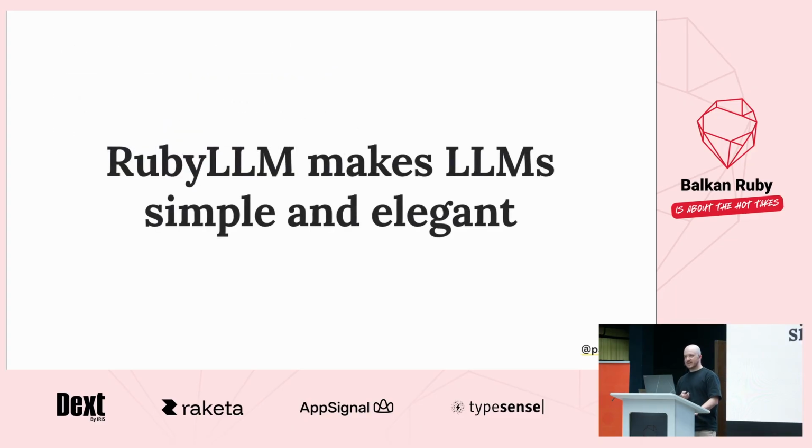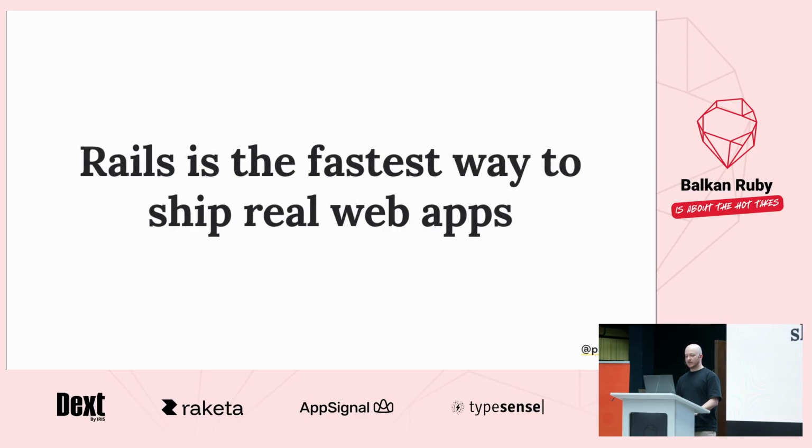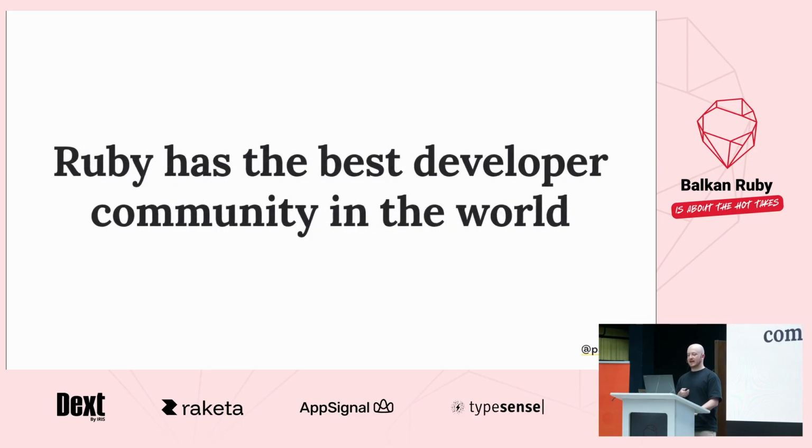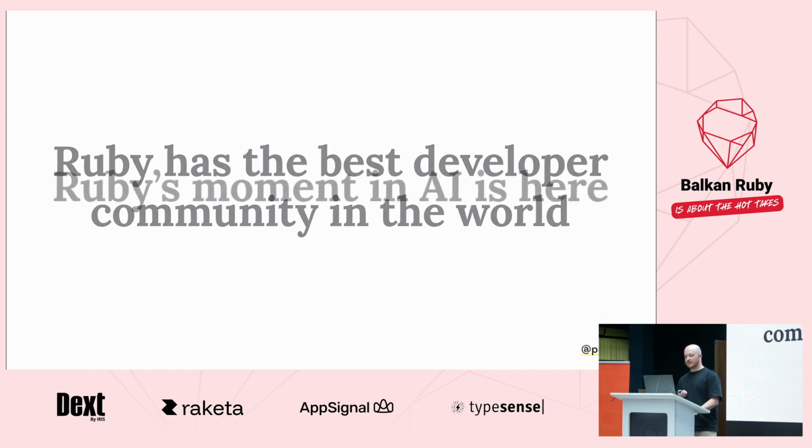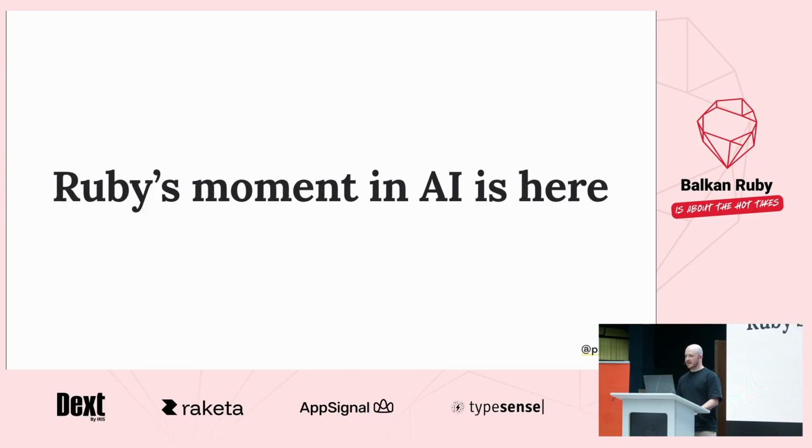So my thesis is that RubyLLM makes LLMs simple and elegant. And together with Rails, which is the fastest way to ship real web apps, and with the fact that Ruby has the best developer community in the world, I think Ruby moments in AI can be here. So I hope you guys try it out and use it and share what you've built.